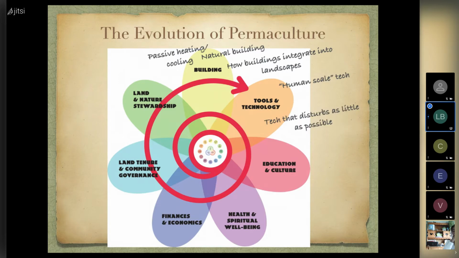So technology that disturbs as little as possible. And also a part of permaculture can be an analysis of embodied energy. So permaculture really asks us to reflect and observe before we start modifying things.